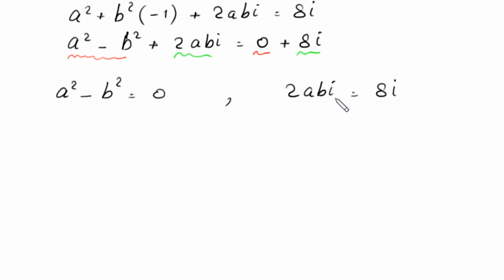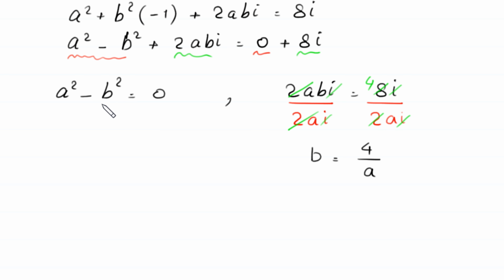Now from this equation, to find the value of b, we divide both sides of this equation by 2ai. At right hand side we divide by 2ai. So this 2a will be cancelled out with this 2a, and this i will be cancelled out with this i. And from the right hand side, this i will be cancelled out with this i, and 2 4 times 8. So here we are left with b is equal to 4 over a.